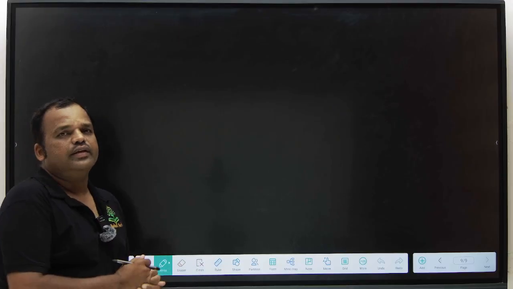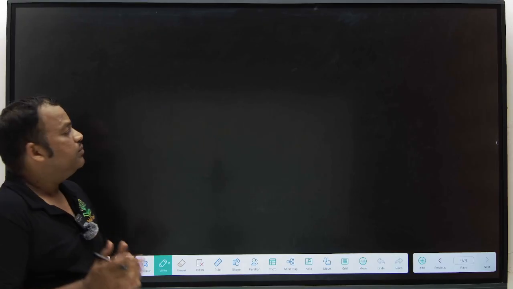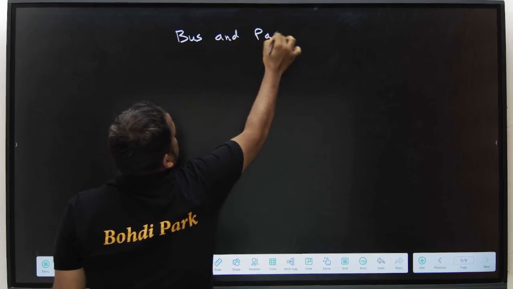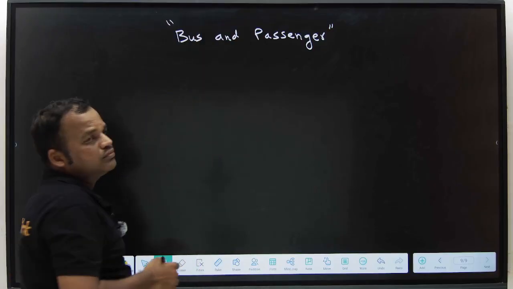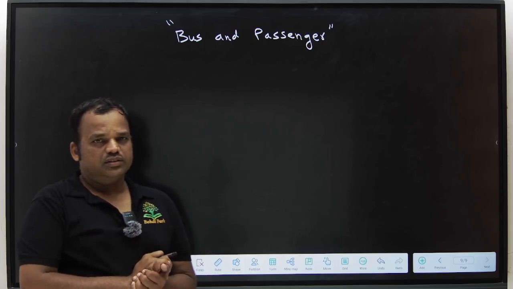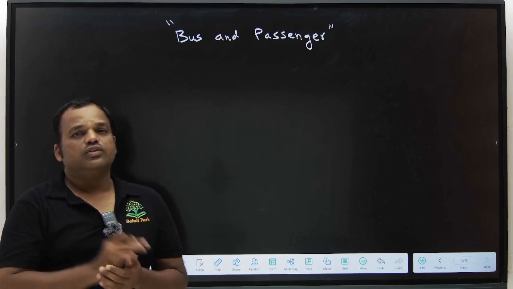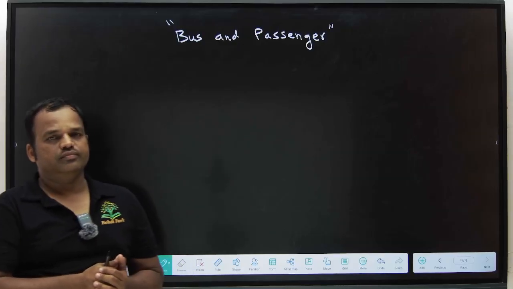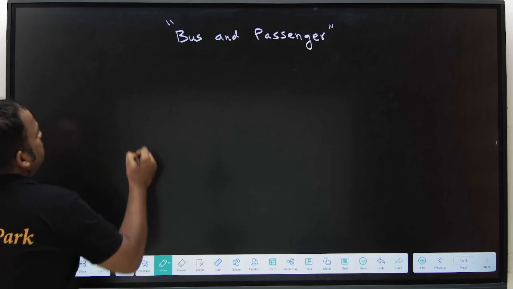Next short trick is based on a bus and a passenger. The passenger was waiting for the bus, and the bus is coming with constant speed. The passenger wants to catch the bus, so the passenger will accelerate. So let's make one question.